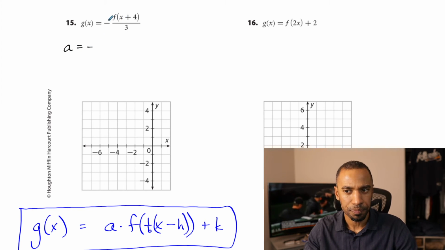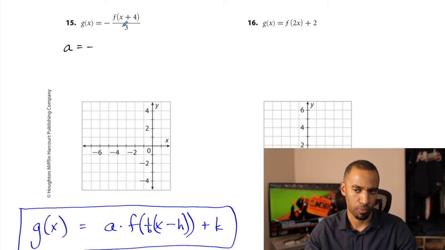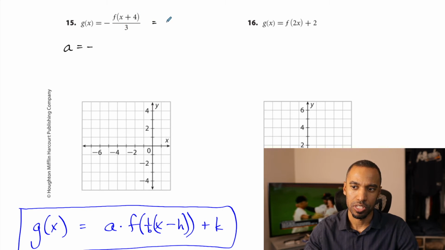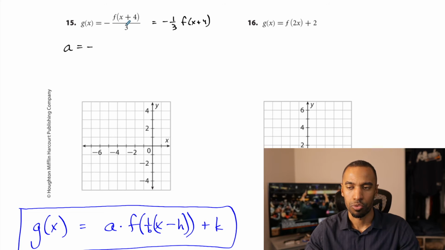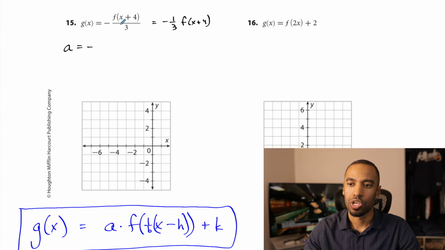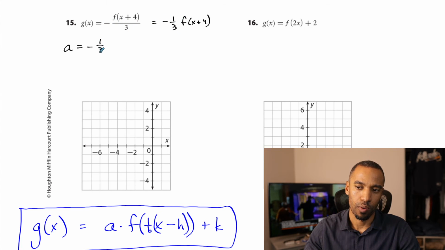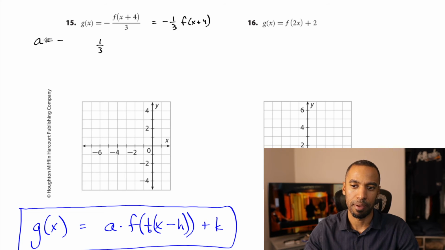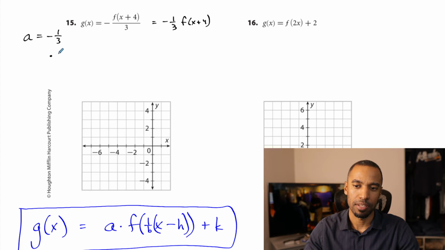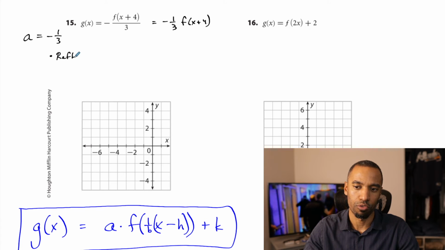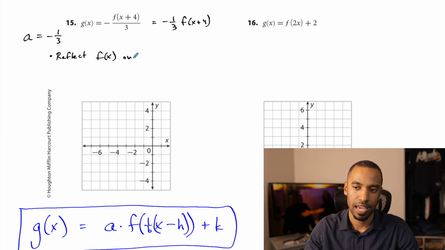Is it negative 1? Notice how everything's divided by 3. If I rewrote this thing, I could rewrite it as negative 1/3 times f of x plus 4, like that. Negative 1/3 is the same thing as dividing by 3 there. So right here, your a value is negative 1/3. We can describe something based on a being negative 1/3. If a is negative 1/3, that means that we will reflect f of x over the x-axis.